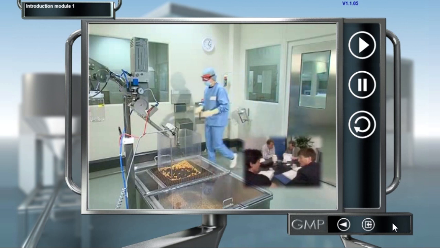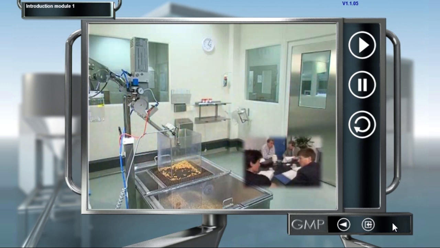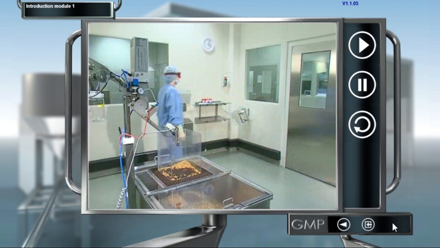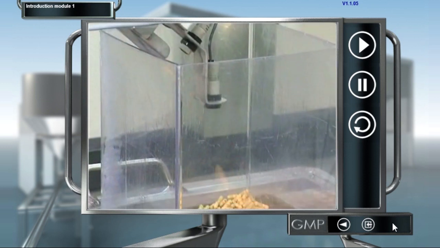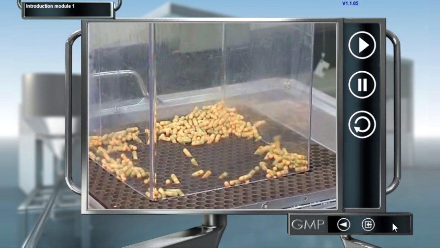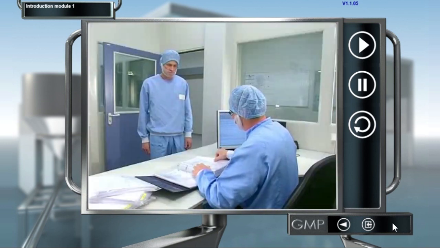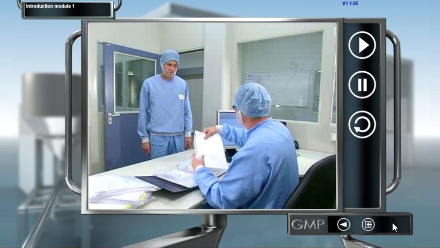Management is responsible for seeing to it that everyone can work in accordance with GMP. Management does this by providing appropriate areas and good equipment. It also provides clear work instructions.